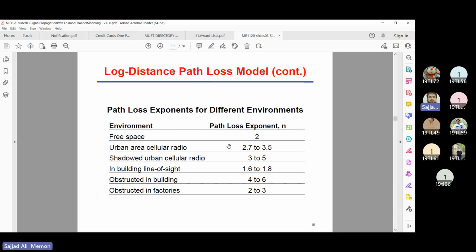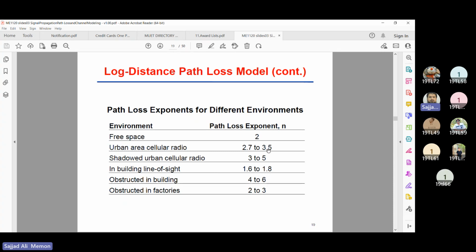For urban area and cellular radio, it is 2.7 to 3.5. Shadowed urban 3 to 5. In building line of sight 1.6 to 1.8. Obstructed in building 4 to 6. Obstructed in factories 2.2 to 3. So see, the lowest value that we have is for free space, and in building, if you are within the building, or we can have the micro cell, and we have line of sight, there is no obstruction in between the antenna and the transmitter, then it is from 1.6 to 1.8.